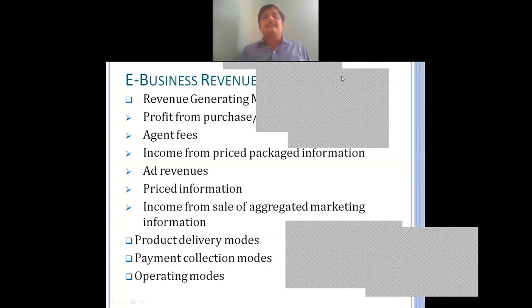And the third point, income from priced packaged information. Whatever price you fix, it is not necessary to sell it at the MRP only. Selling beyond MRP in the market is not acceptable at all. But selling at a lesser price compared to MRP is, yes, the happiest moment, correct? So when you avoid all these intermediaries, from the producer you purchase it at the least price, like the wholesaler price, or even prior to that, the agent.